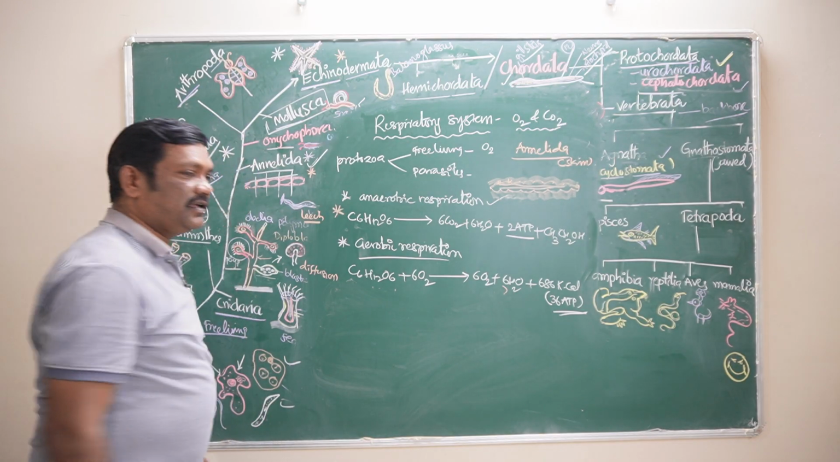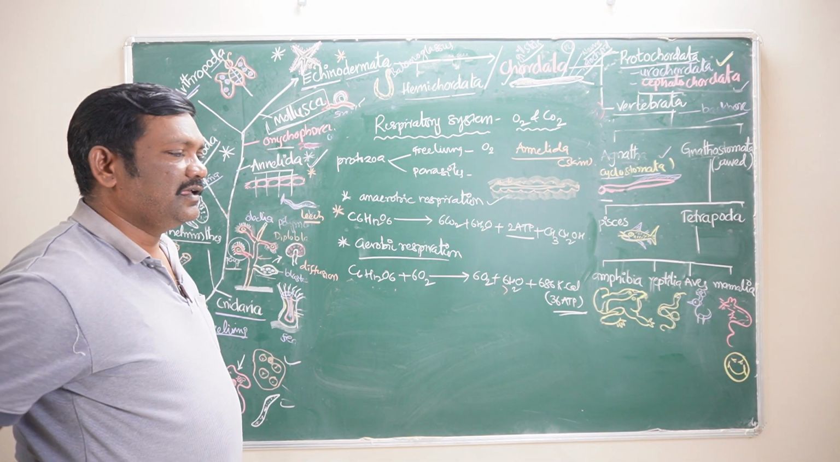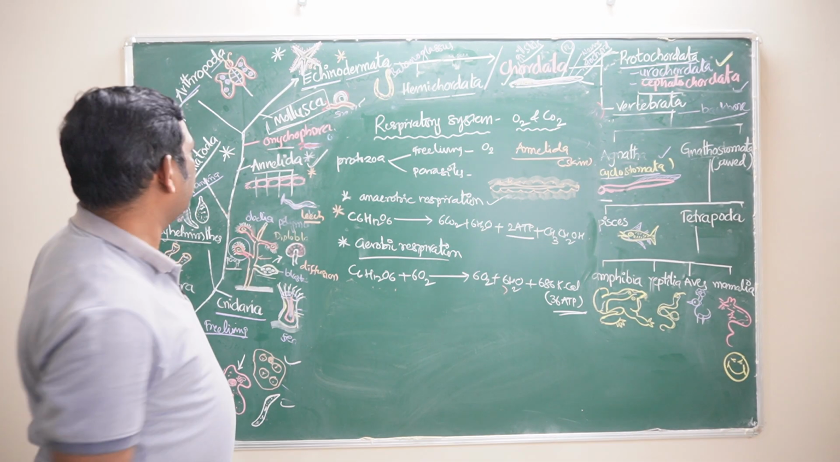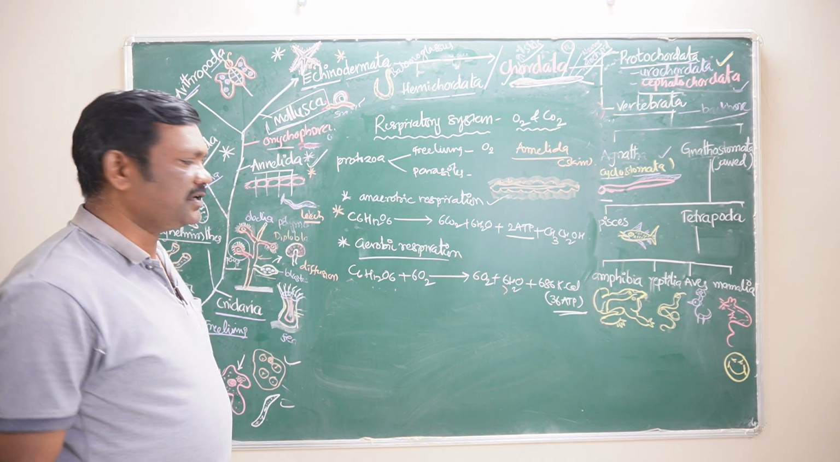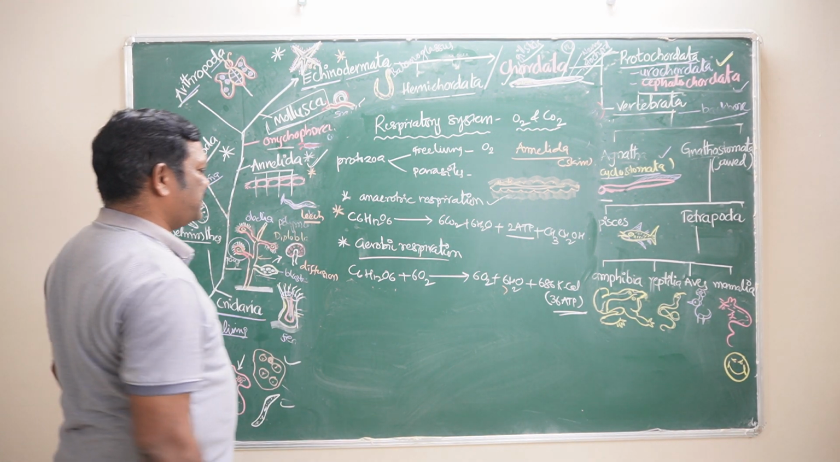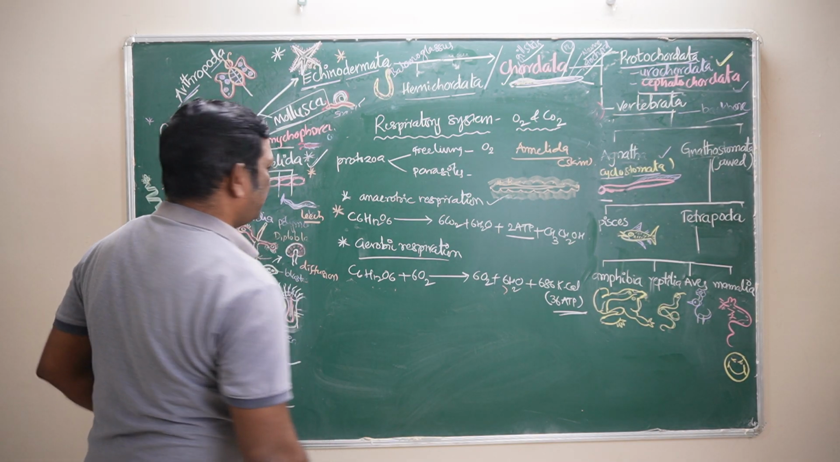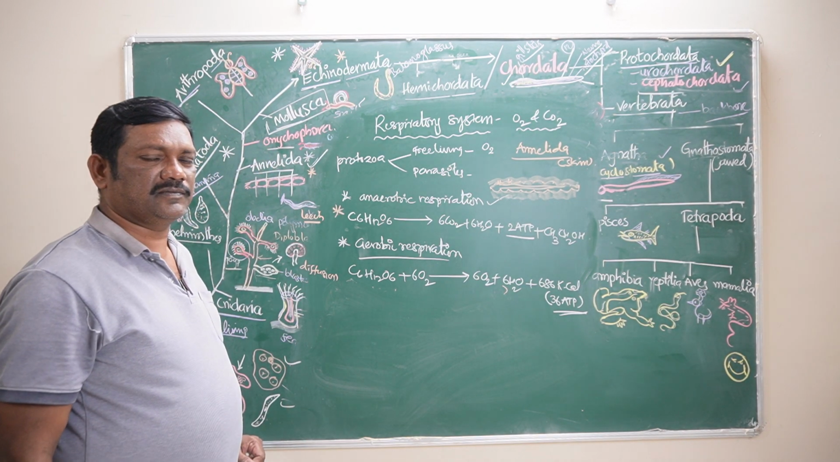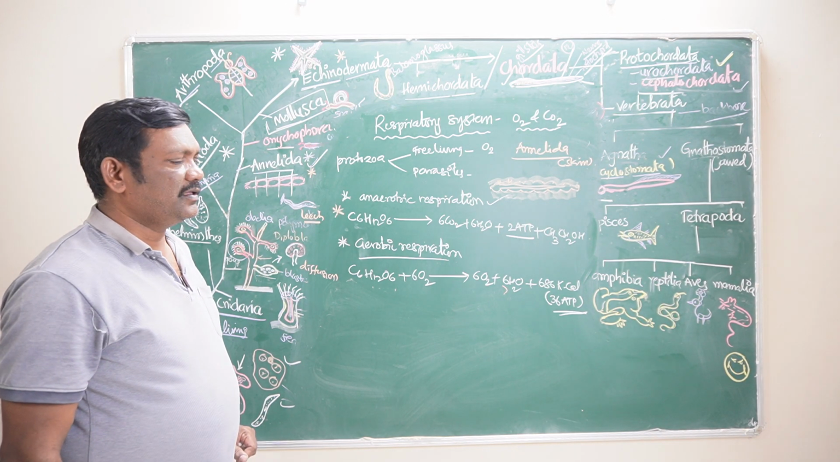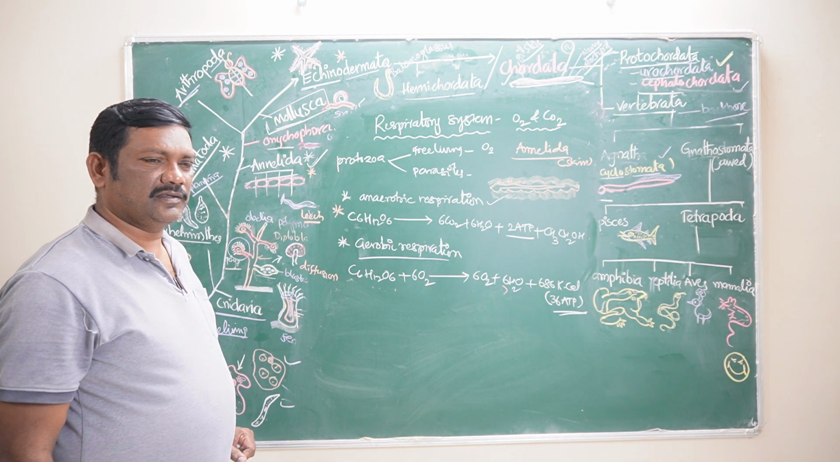Those are tracheal respiratory organs. What are these tracheal respiratory organs? Before discussing tracheal respiration, I would like to ask you one question. What is the color of blood in insects? Red color? No.